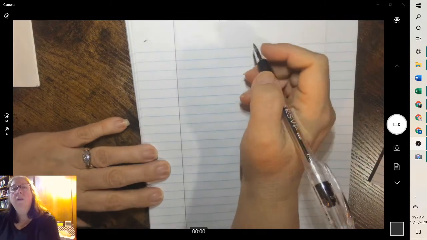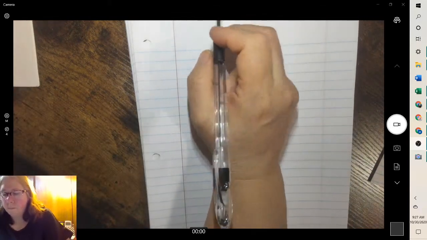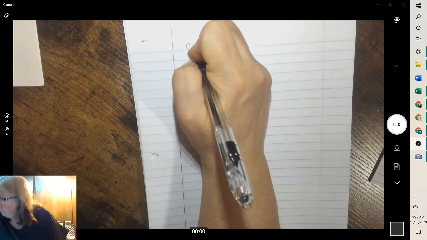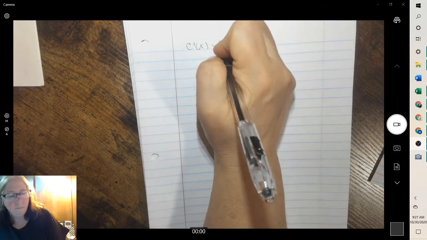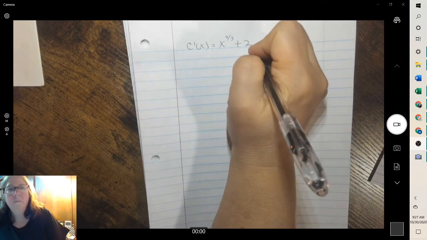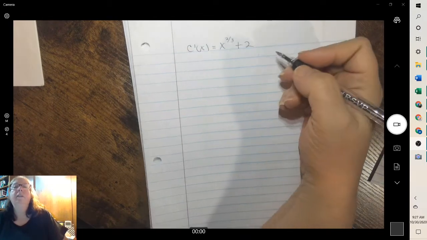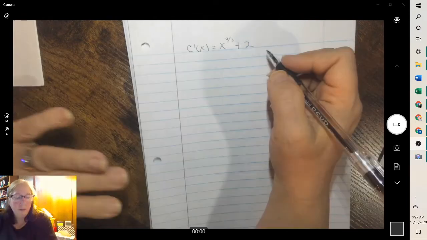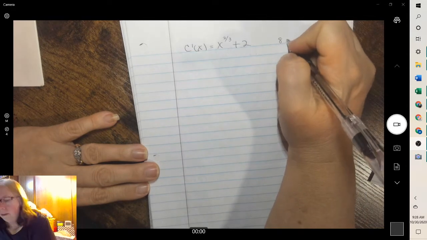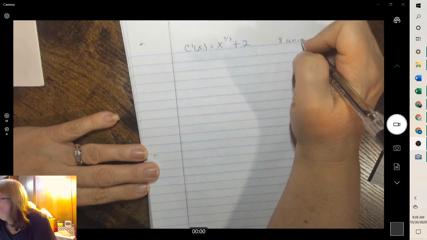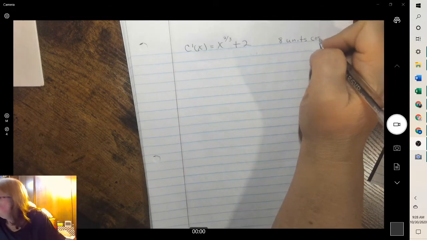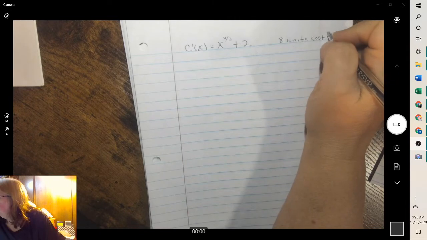Try one more. So our marginal cost is x to the 2/3 plus 2. And instead of giving us fixed cost, they said 8 units cost $58.